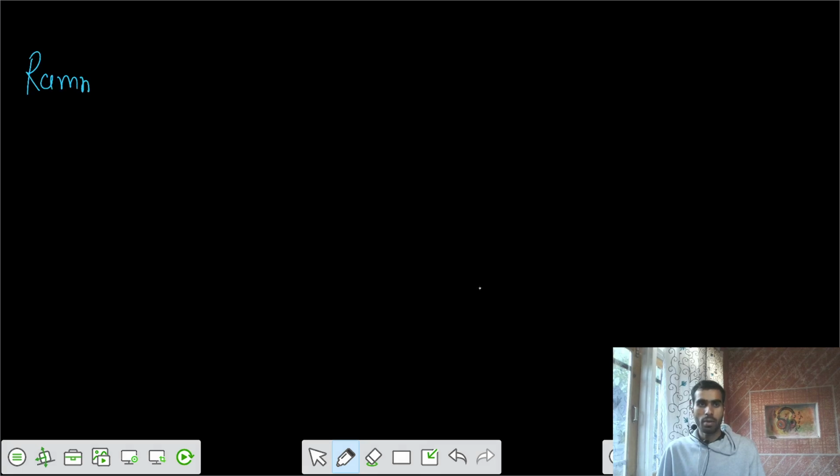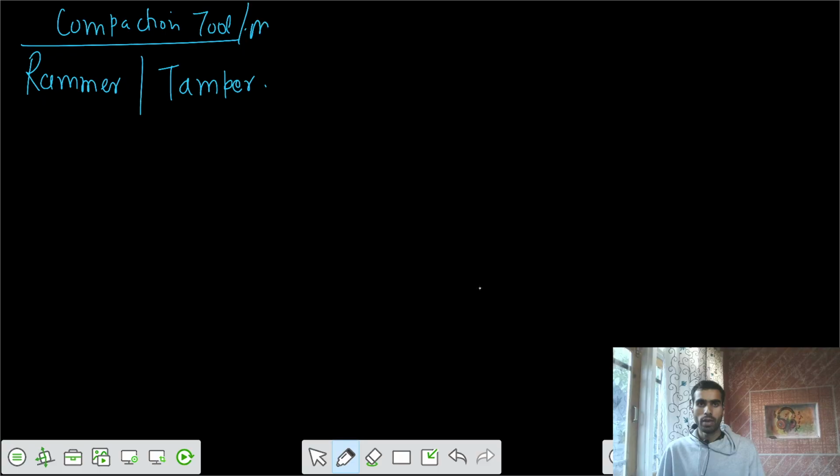Let's say we have a rammer, or we can say a tamper. This is a compaction tool. Under compaction method, we can write the action of a rammer or tamper. This is suitable for all soils, and this is used in projects.